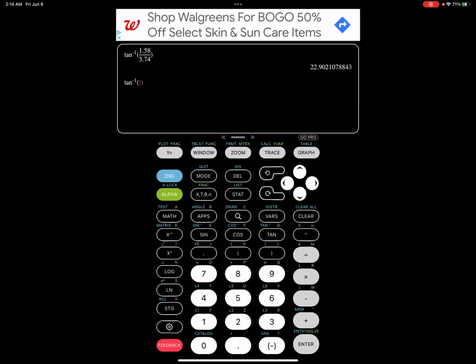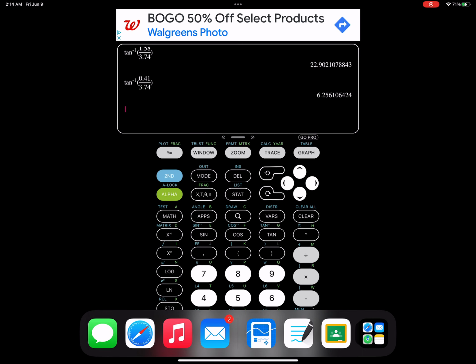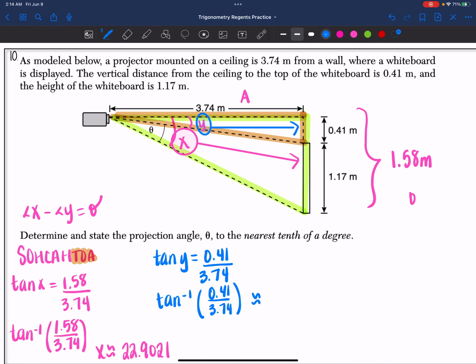I always put a fraction because honestly, I just don't have time to make mistakes with the parentheses. So I'm just always putting a fraction. But that angle measurement is 6.2561. So I know that y is approximately 6.2561. I hope that's what it was.